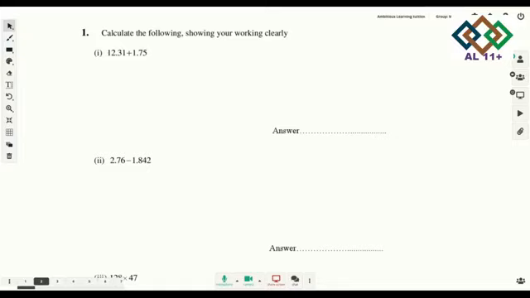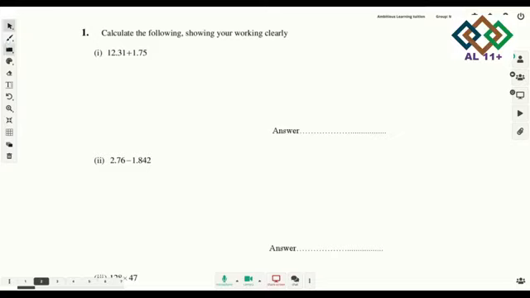The first one is only telling you to do addition. You need to be really good at addition. It's 12.31 plus 1.75. So let's get started and let's do it now. The first one is really easy. Try doing it yourself and tell me the answer.